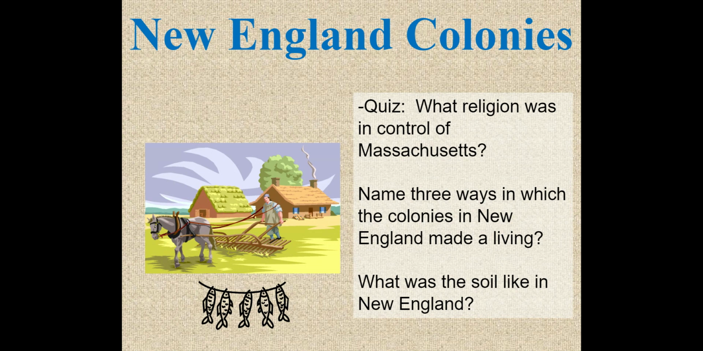Ooh, time for a quiz. What religion was in control of Massachusetts? The Puritans. Name three ways in which the colonies in New England made a living. Well, they could fish. Fur trapping. They sold the furs. And they went whale hunting. Very good. What was the soil like in New England? It was very rocky and sandy. So it was hard to have big farms.